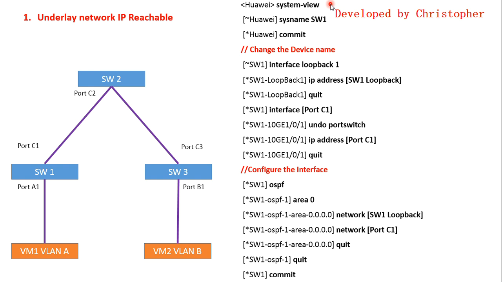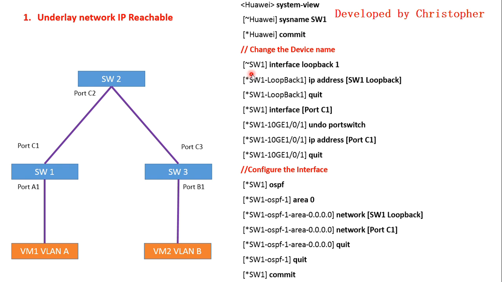But here, for best practice, I will use system-view without any parameter, because after I type a command I can commit. This is the best way for me to roll back. Commit means save. So the system view, and then from the angle bracket it changes to the square bracket, and then sysname SW1 for switch 1. And then commit. Commit means save.